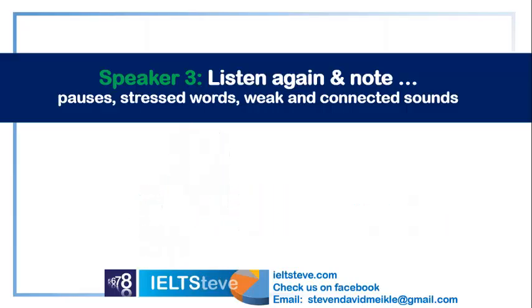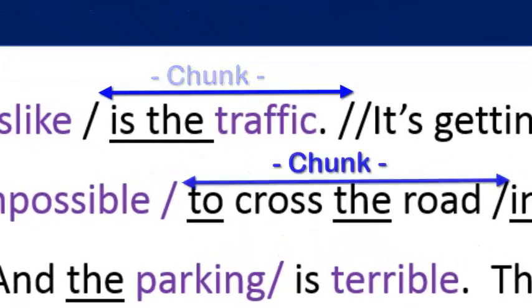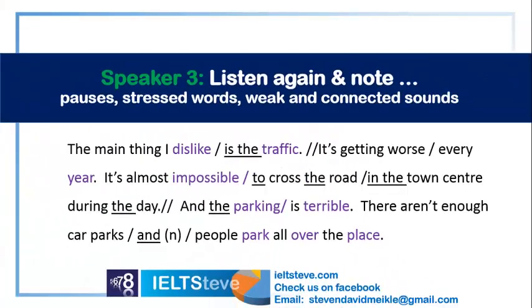So you hear it here. The purple are the strong words, the stressed words. The upright lines are where the chunks happen, and the underlined are the weaker words. Again, we notice some really good, strong words. The parking is terrible. People park all over the place. Nice, strong words there. So now you need to listen and imitate.